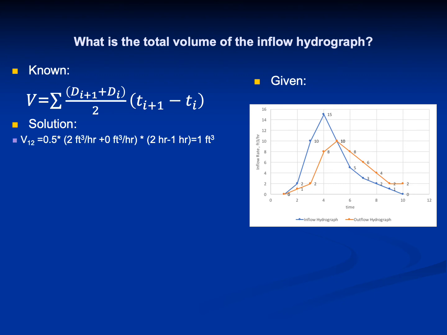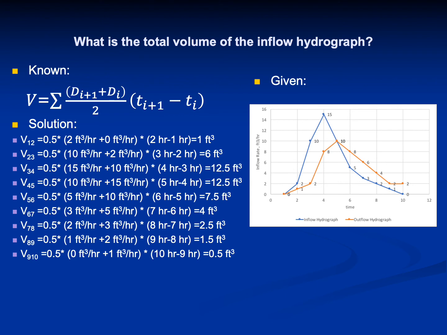So for our solution, looking at the volume that entered the wetland between hours 1 and 2, we have the average of 2 cubic feet per hour plus 0 cubic feet per hour times 1 hour. So it was 1 cubic feet of discharge. This was a 10-hour event, so we have 9 distinct calculations to make. Once again, you cannot simplify this by multiplying the average discharge value by 9 hours. It's not the same answer. So our total answer is going to be the summation of all of these individual calculations, or 48 cubic feet.